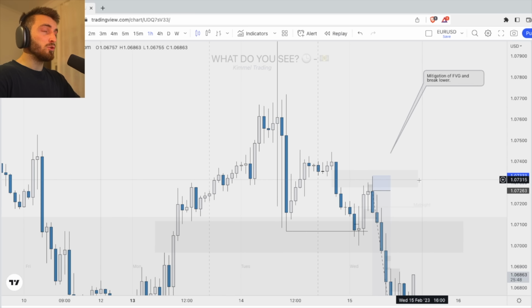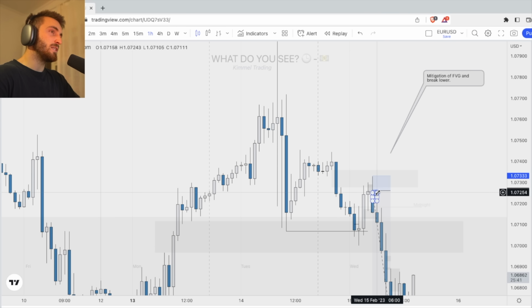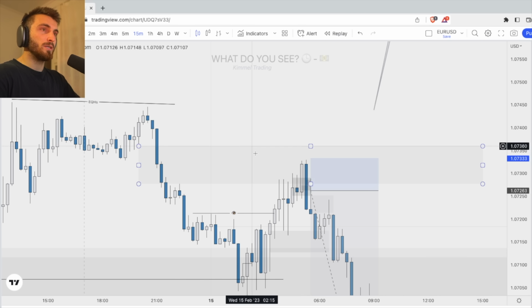So after looking at this fair value gap, I was already looking for shorts. If we would have come to these equal highs and I was in this trade, then it would be fine. I would have taken the loss and then taken a trade here at the highs. But we basically tapped the fair value gap, and after tapping the fair value gap, we had this break lower.